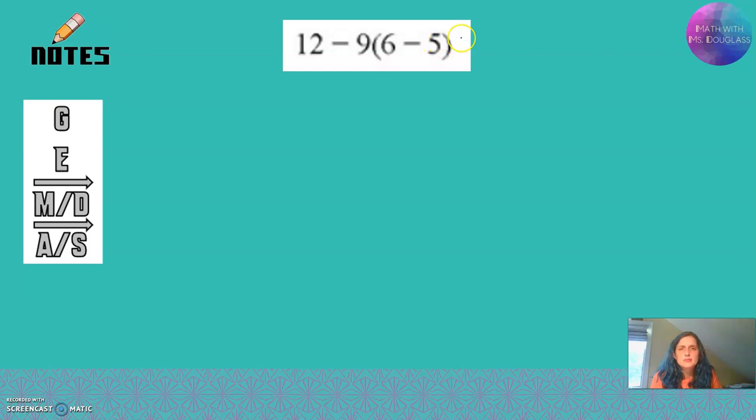It's kind of blurry, but here we go. 12 minus 9. Ooh, really close parentheses. That means ultimately it's a multiplication problem. 6 minus 5. Okay. Do I have groupings and operations inside my grouping symbols? Yes, so I'm going to do that first. Rewrite 12 minus 9. Keep my parentheses really close there. 6 minus 5 is 1.